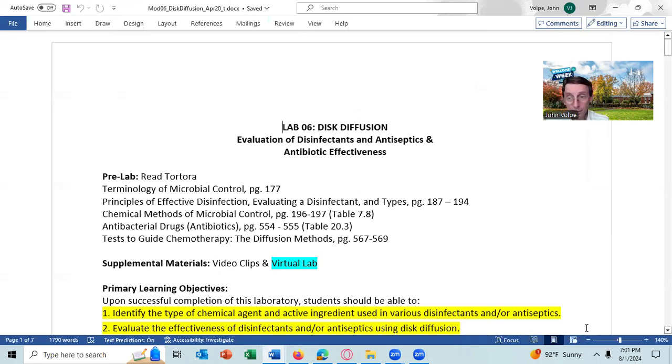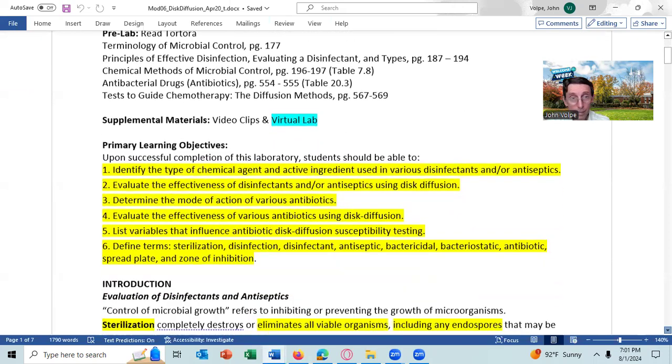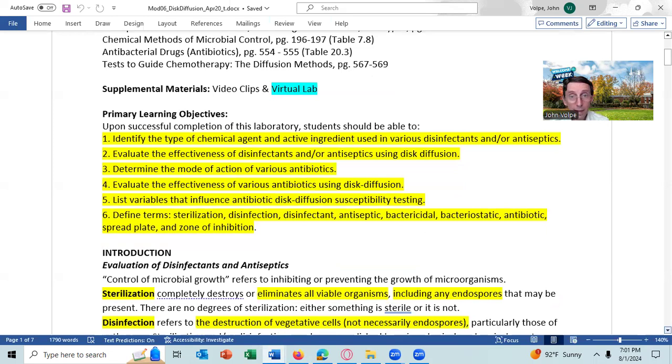The learning objectives for this lab are: 1, identify the type of chemical agent and active ingredient used in various disinfectants or antiseptics. 2, evaluate the effectiveness of disinfectants or antiseptics using the disc diffusion method. And by disc diffusion method, I mean the Kirby-Bauer method, or the Kirby-Bauer disc diffusion method. Any question about that? All right. 3, determine the mode of action of various antibiotics. 4, evaluate the effectiveness of various antibiotics using the disc diffusion method.